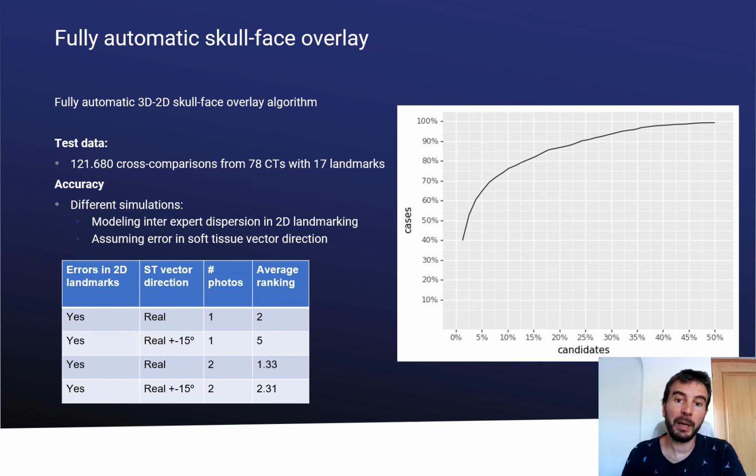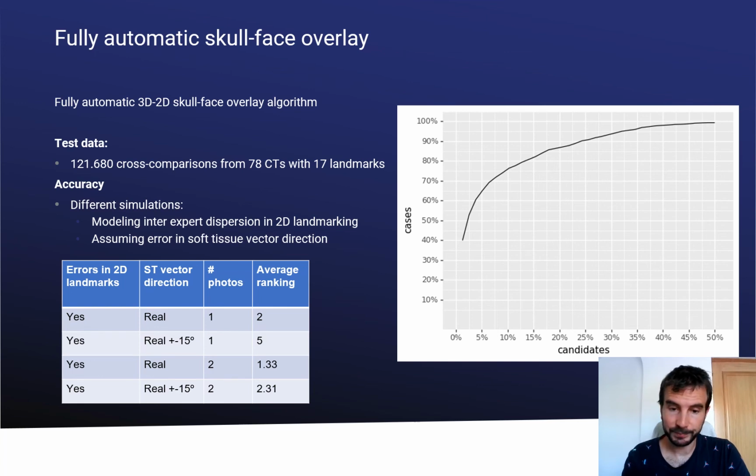We have performed different experiments using the real soft tissue direction and introducing 15 degrees of error, and always assuming 25 pixels of error for the cephalometric landmarks. We have calculated the average ranking using one single photograph, resulting in ranking 2 and 5 for the cases of soft tissue direction being real and assuming an error in that direction, respectively. And we have also calculated the ranking using two photographs of the same person, which improved the ranking to 1.33 and 2.31, respectively.